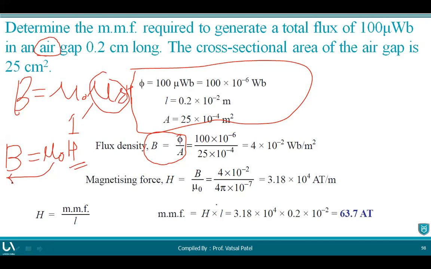Now you can see here the MMF equation we write based on the magnetizing force: H is equal to MMF divided by L, the length. So N into I is the MMF, and here we used MMF in this example question. So MMF is equal to the magnetizing force H into L. We just multiply this H component with the length.